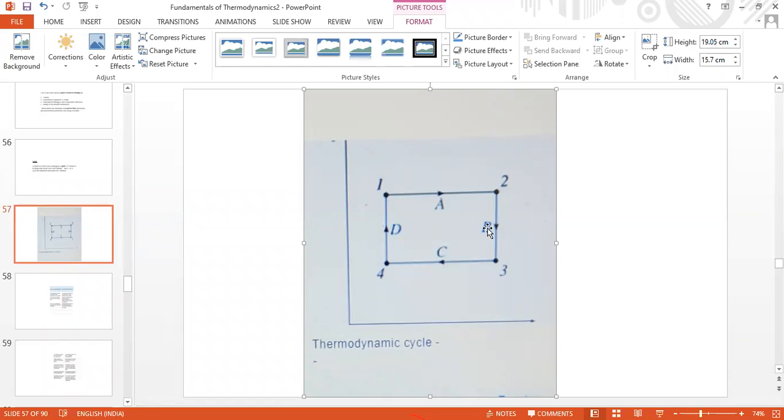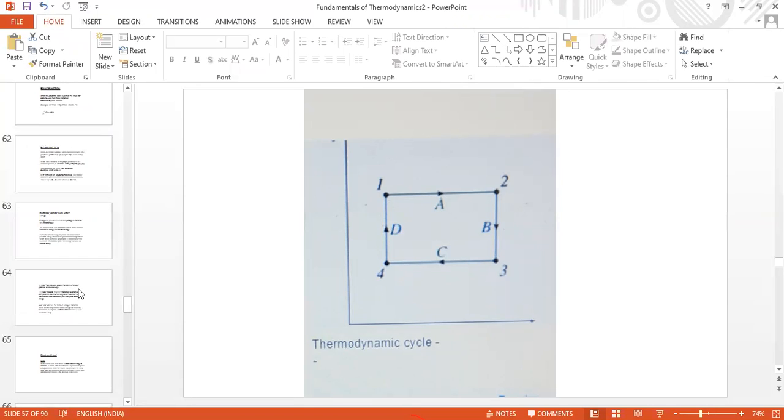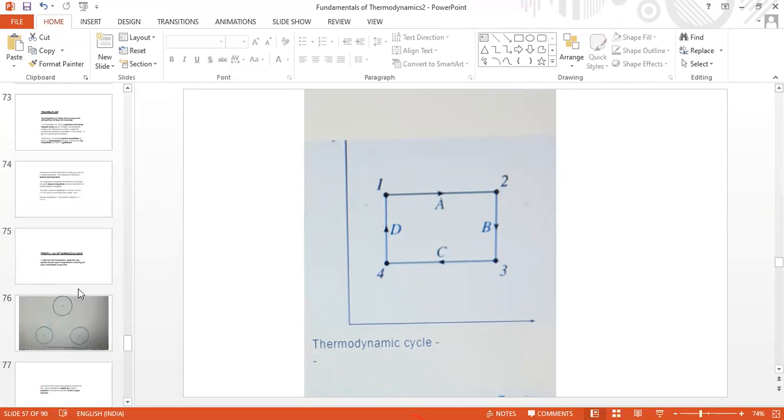Like that, integral PdV over a cycle. Now, what is this area in mathematical form? It is represented by integral PdV over a cycle. And those mathematical things we will learn later in the coming classes, of course.